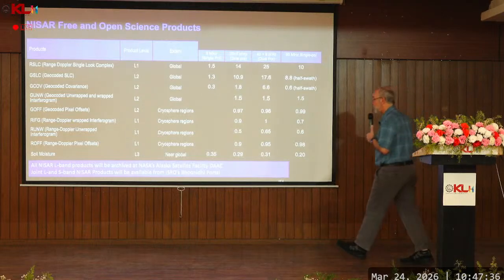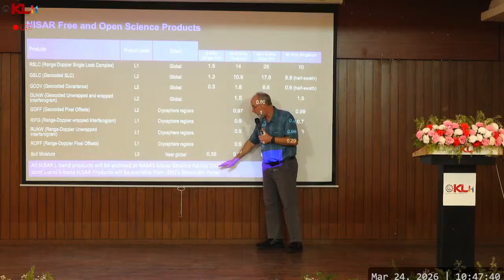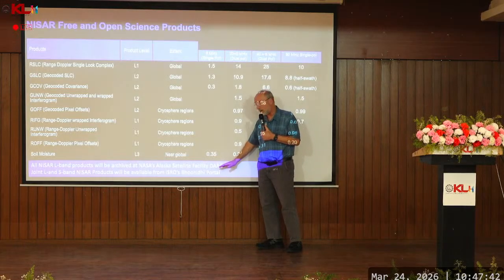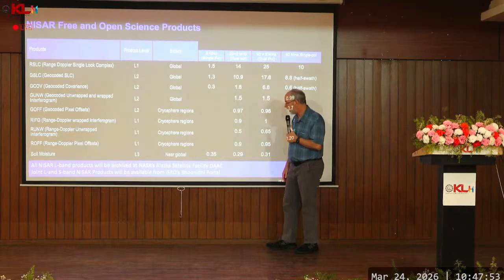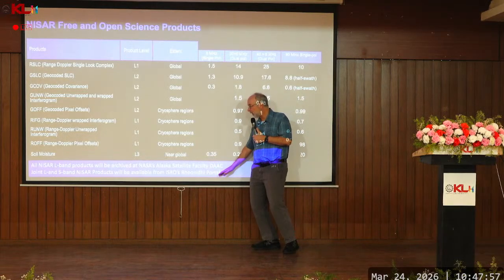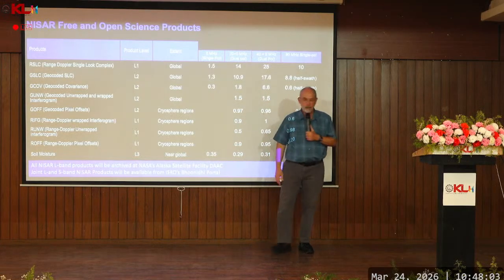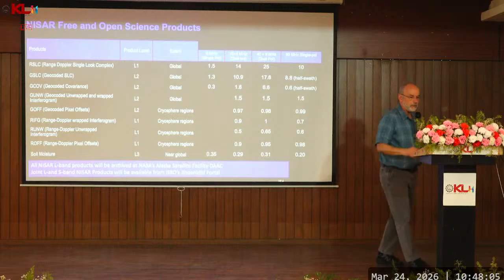So all of these products are available already. Some of them are already there, but the global set every 12 days will become available starting around June this year at NASA's Alaska Satellite Facility. And the joint NISAR products that are acquired from India and other parts of the world, those will be at the Unity portal that you heard about earlier today.